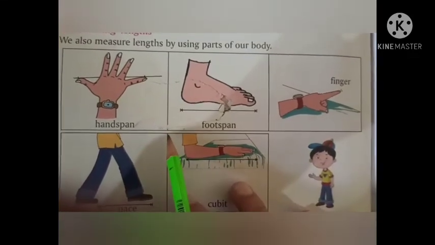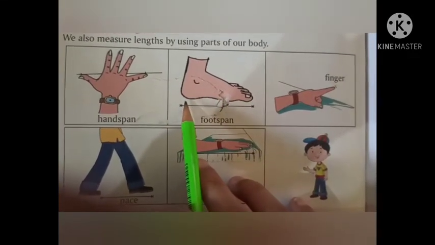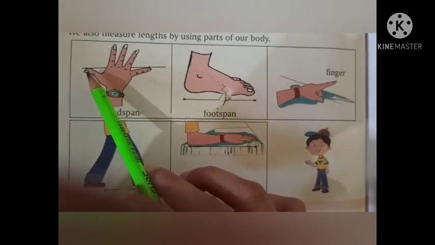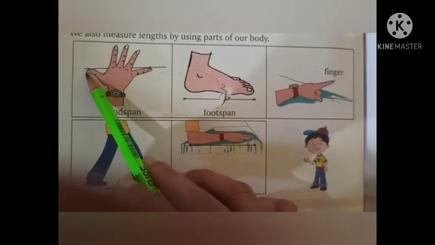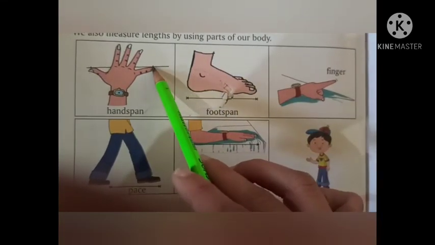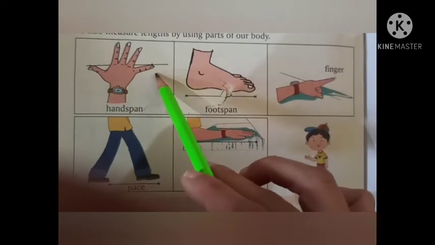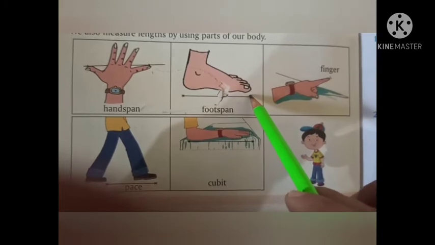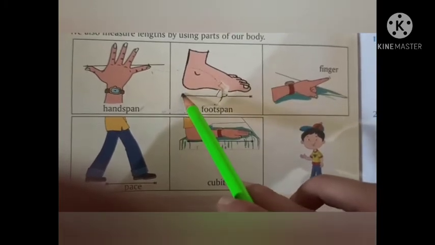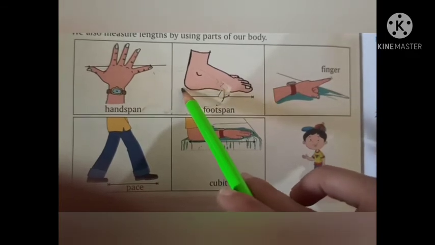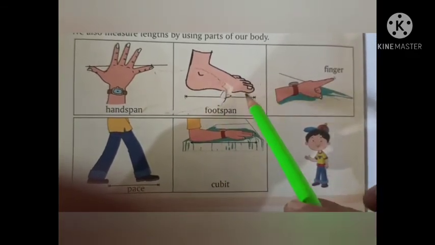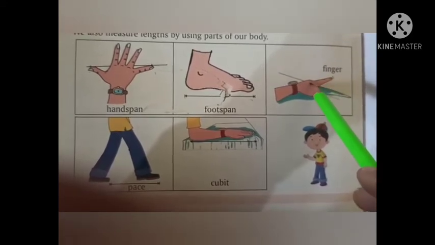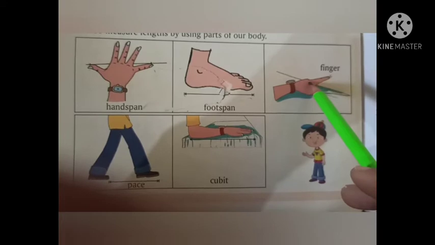Students, here you can see the various methods with the help of which measurement of length is done. As I have shown you how the blackboard is measured using hand spans, the distance between the tip of the thumb to the tip of the little finger is one hand span, right? The next you can see is foot span. The distance between the tip of the toe to the end of the heel is called the foot span. The next is the finger. The distance between the tip of the finger up to here is called the measurement of finger.